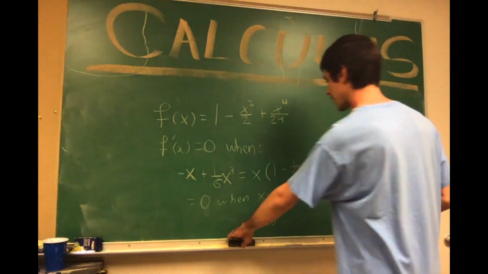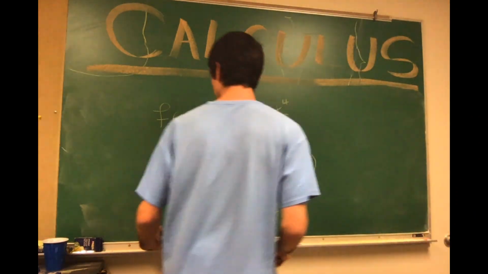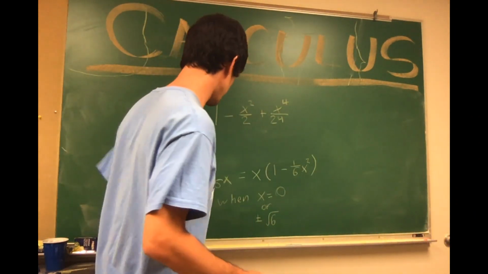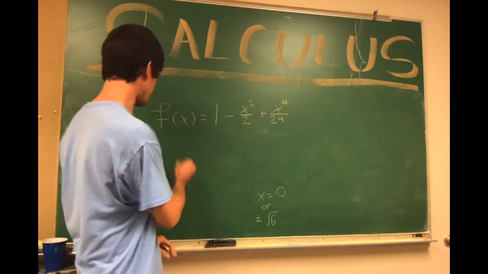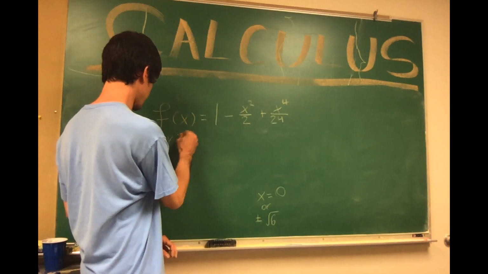Okay, so let's make a little list of our known information. So x equals 0, or plus or minus the square root of 6. So critical points.